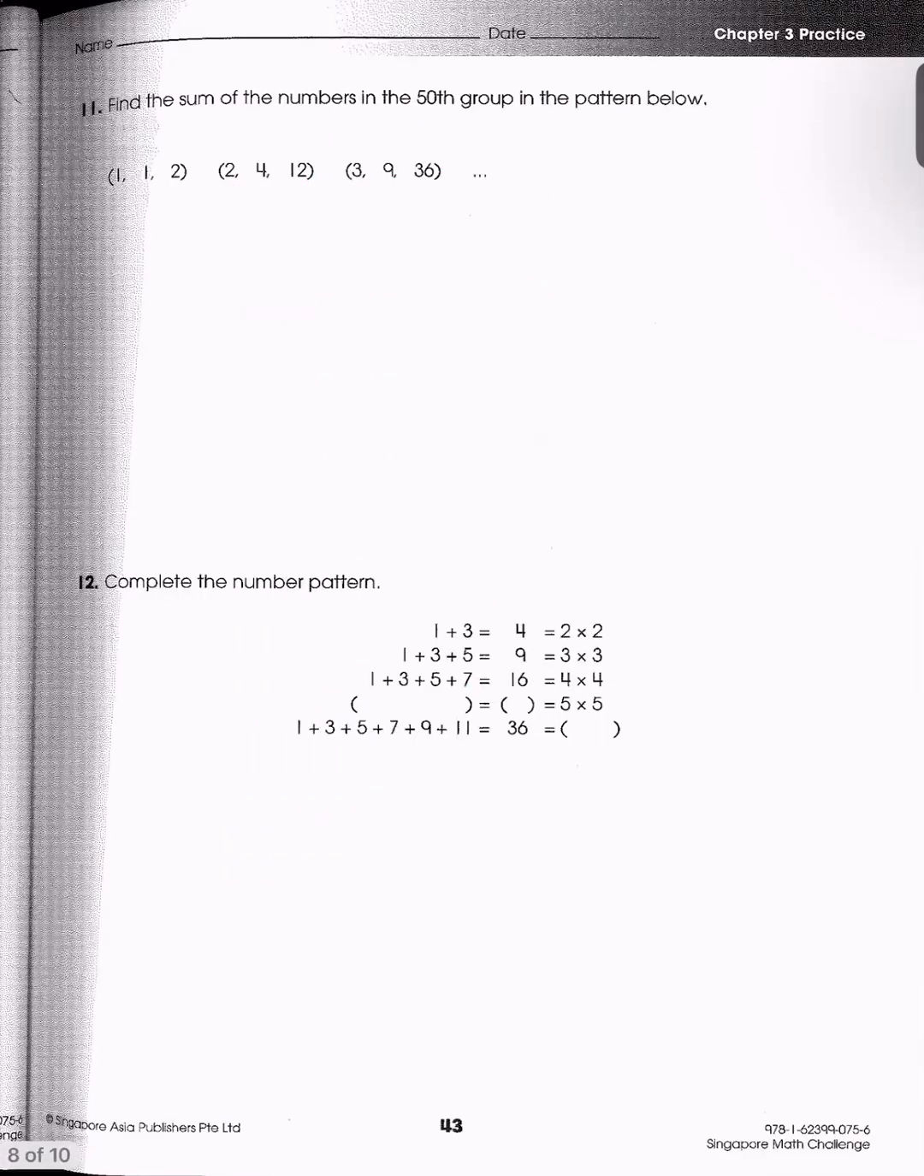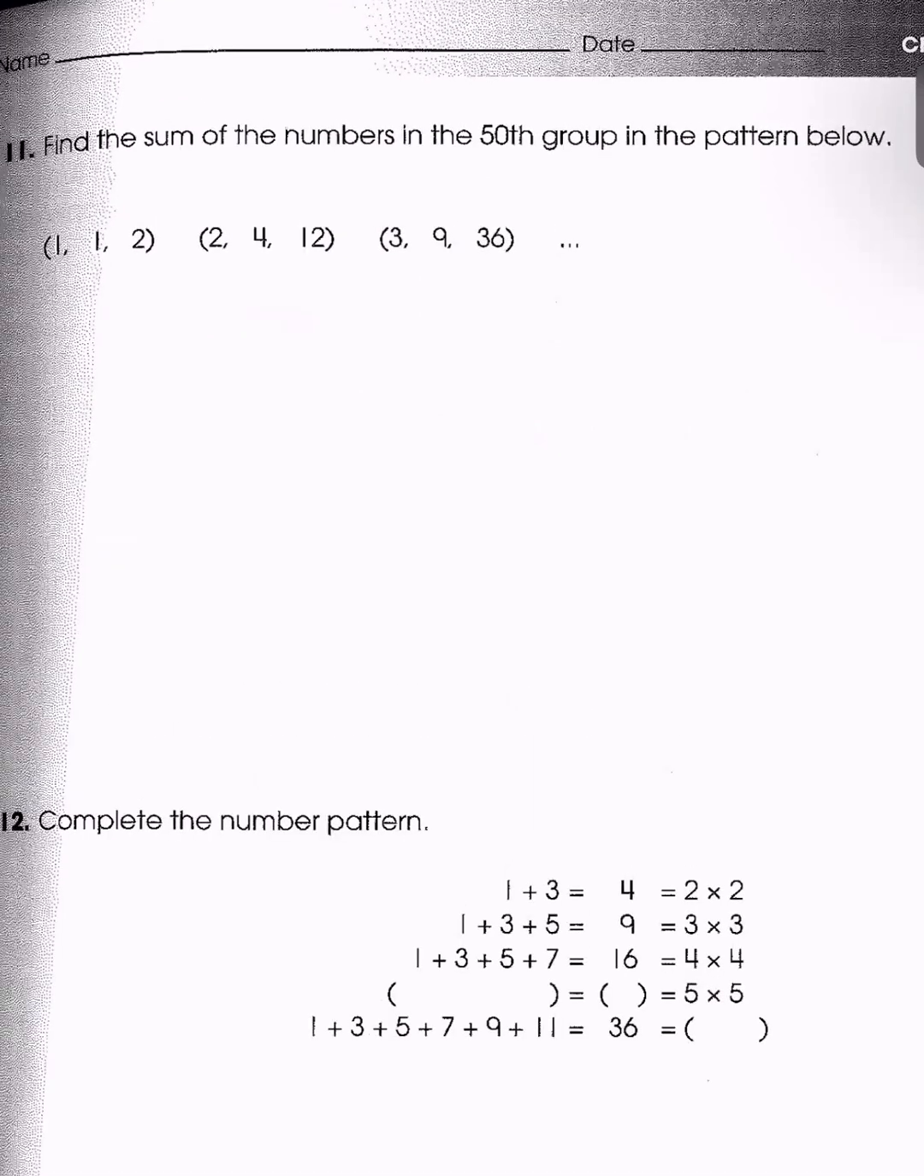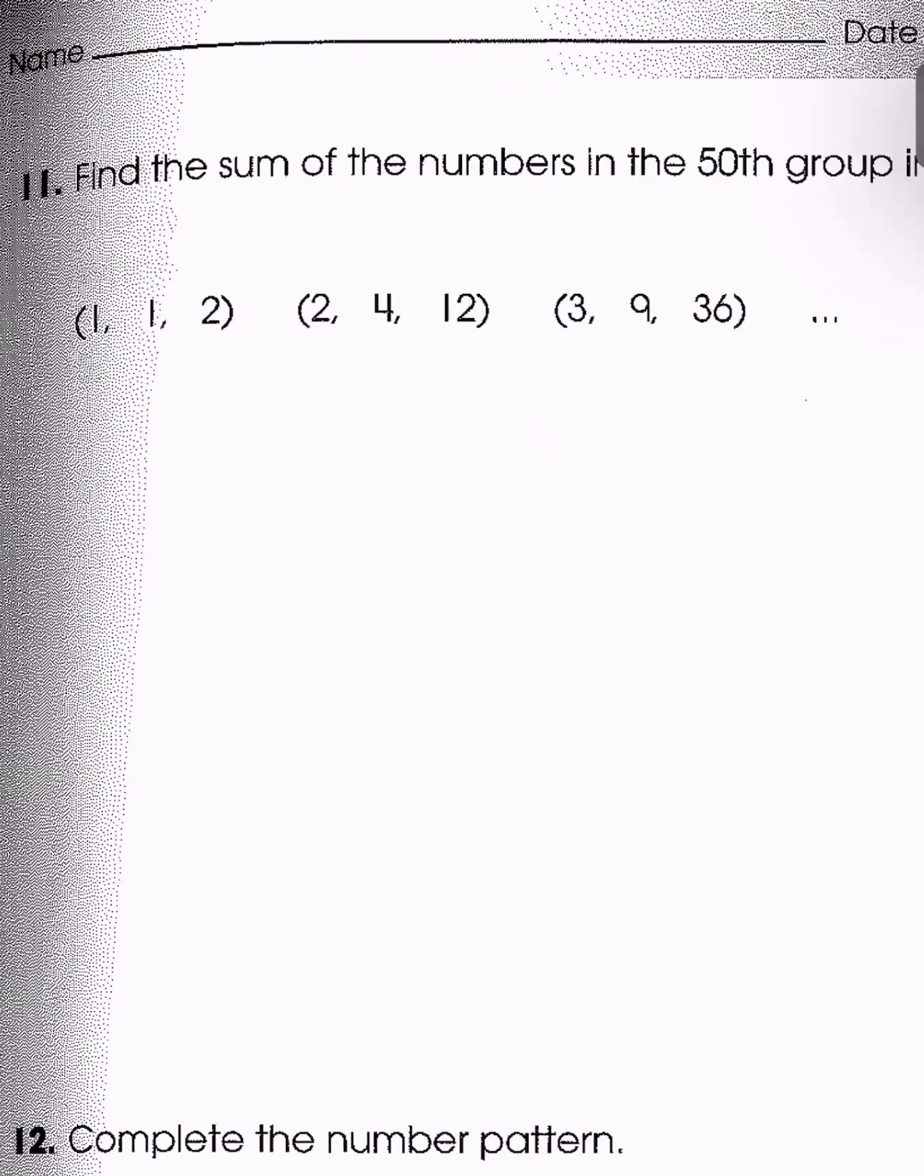Now on the next page, we have find the sum of the numbers in the 50th group in the pattern below. So for this pattern, 1 plus 1 equals 2, but 2 plus 4 is not equal to 12, so we're going to look at how to approach this problem.